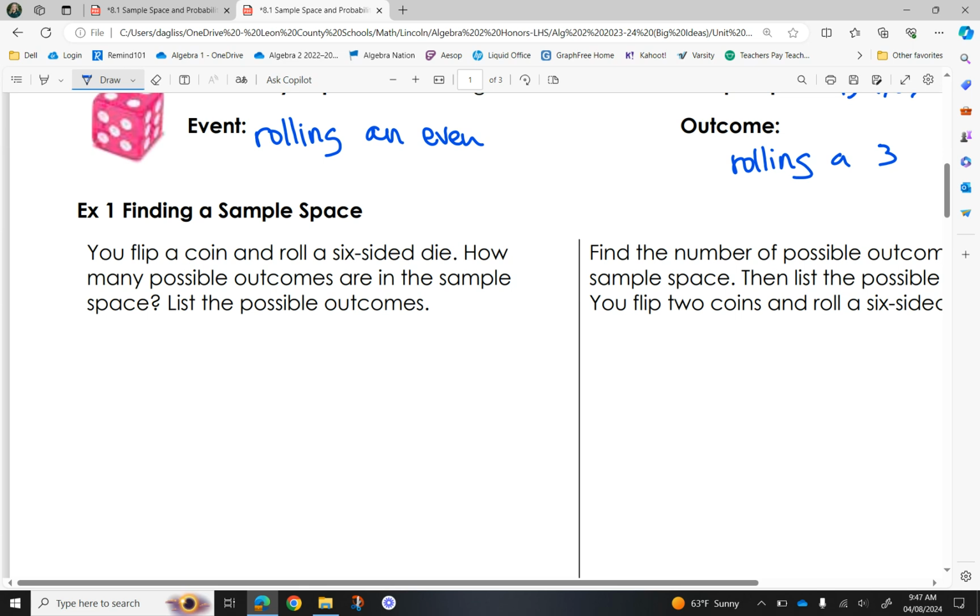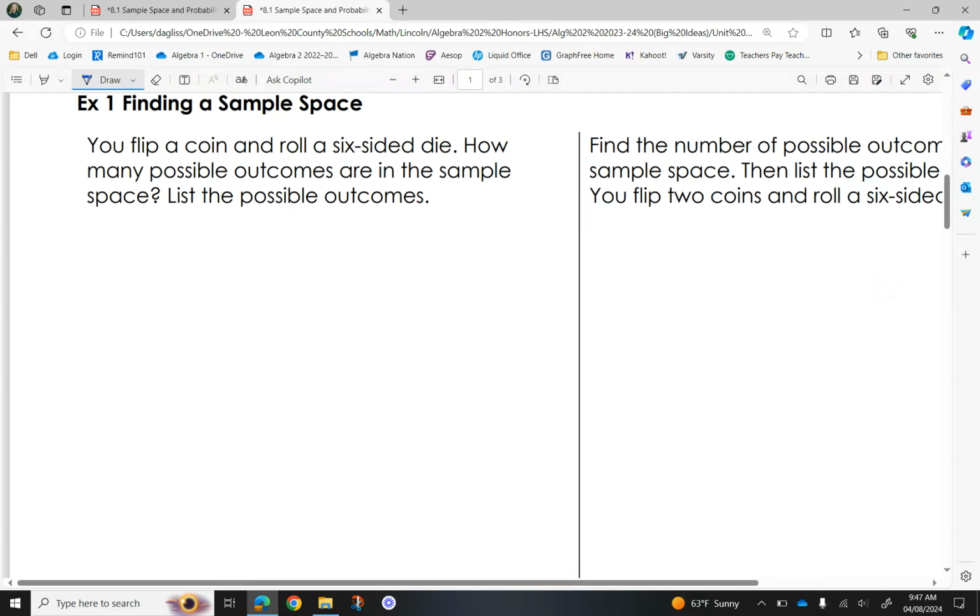So using the math way, there's 2 sides to a coin, 6 sides to my die, 2 times 6, there's my 12, okay? But list the possible outcomes. So we know it's 12, but what are they? Okay? If I flip my coin, what are the possible outcomes?